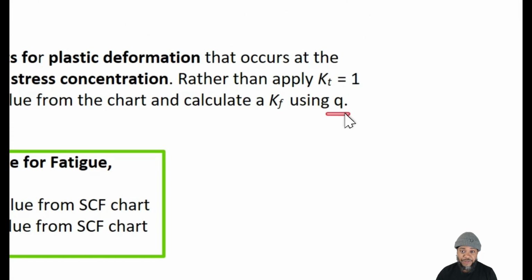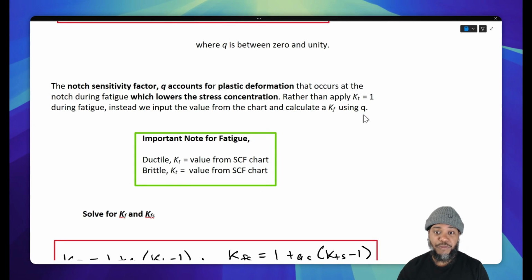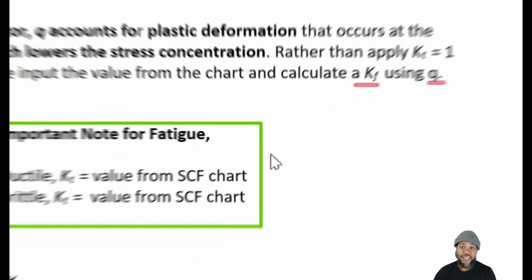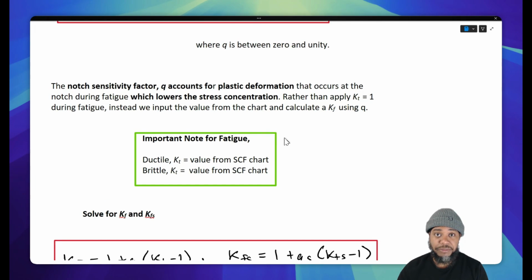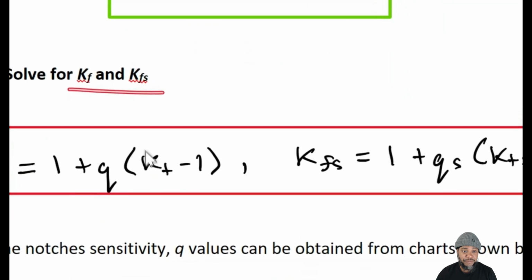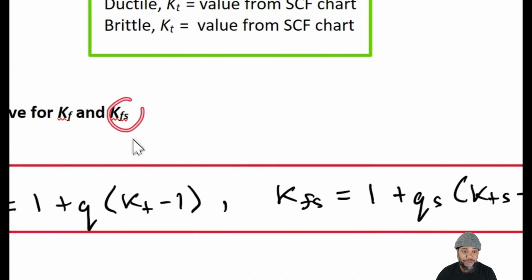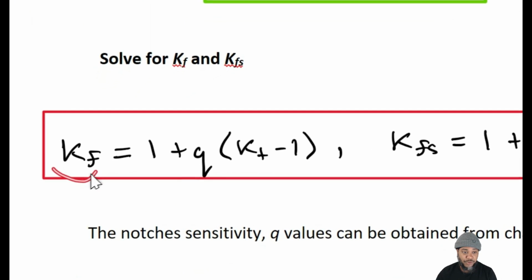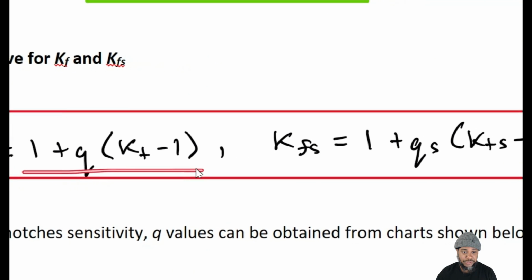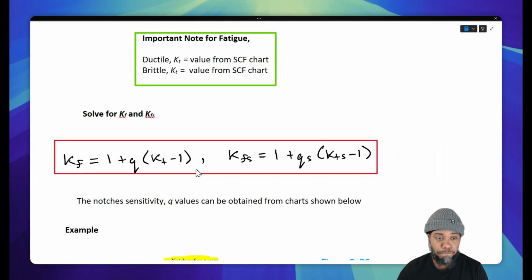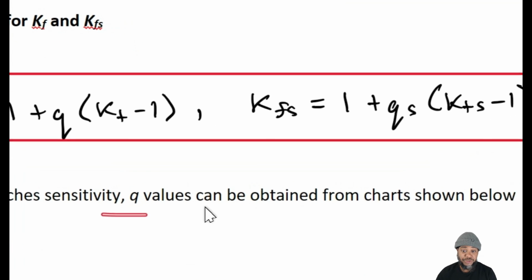If given the Q, the notch sensitivity value, we'll use that, and we'll find the resulting Kf for our problem, right? Now, solving for Kf and Kfs, which is the shear version, is simply rearranging that Q equation, where Kf is equal to 1 plus Q in brackets Kt minus 1, right? Now, where do we get the notch sensitivity factors?